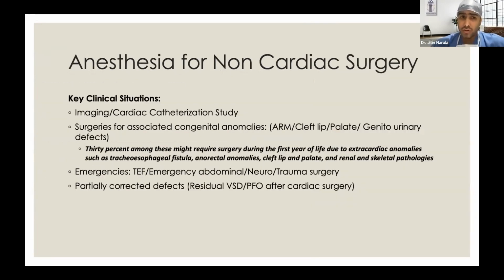So mostly, when do we encounter such patients? It can ideally happen for any procedure, but mostly we encounter them when they are coming for any imaging, cardiac catheterization, or surgeries that are associated with congenital anomalies that are very commonly seen in these patients. And almost 30% amongst these might require surgery during the first year of life due to extra cardiac anomalies like tracheoesophageal fistula, anorectal abnormalities, hernias, cleft lip, palate, and renal and skeletal anomalies. They may even present for emergencies like tracheoesophageal fistula, emergency abdominal or neurosurgeries.